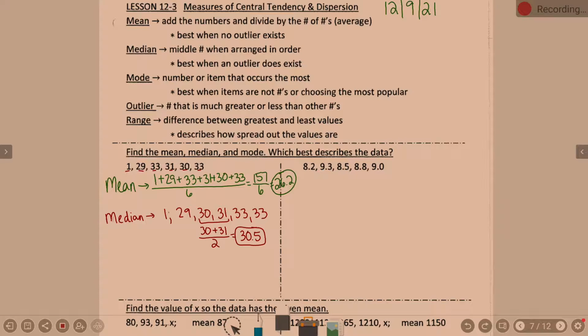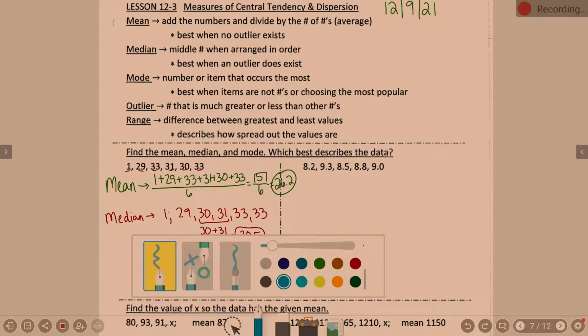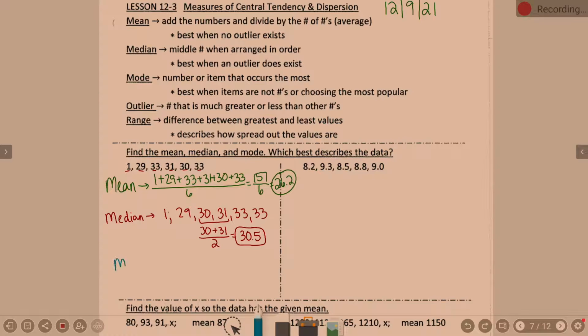Mode. 33. Okay, the mode, you're telling me, is 33 because it's the only one that repeats? Yeah. Good answer. If nothing repeats, I think we usually say no mode. If multiple numbers repeat the same amount of times, so like 33 repeated twice, if we had another number that repeated twice, they would both be the modes.